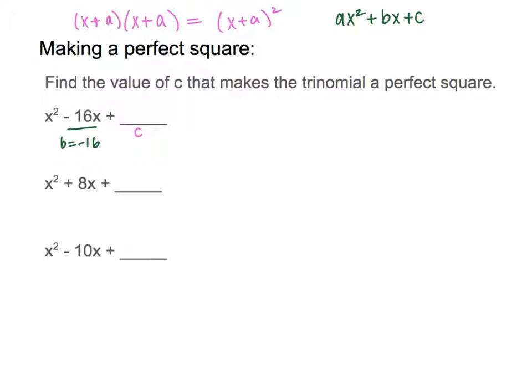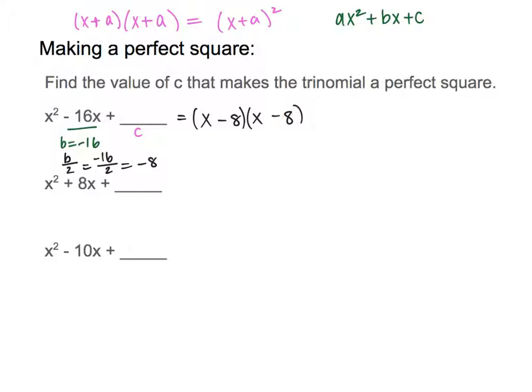In order to help me figure out what my c value is, I take the b value and divide it by 2. So that's negative 16 divided by 2, which is negative 8. Now, this is not what goes here. Fair warning, this number does not go here. If you were to factor it into two factors, drop down your x's, this is actually the number that will go here and here. Now, because it's going to be a perfect square, they're going to be the two same factors.